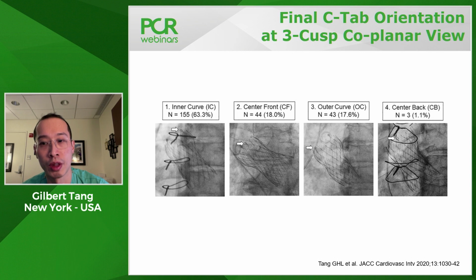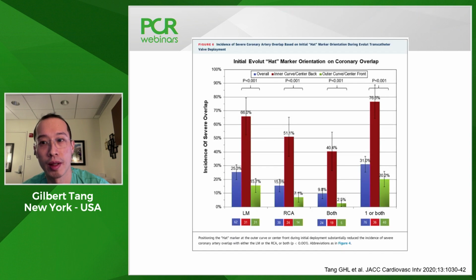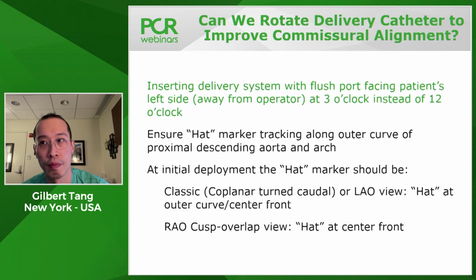And that matters because I'll show you in the next graph that if you have the head marker at the inner curve or center back, those are the red bars, you had a much higher likelihood of having a severe overlap with the left main or the right coronary, versus if your head marker is in the outer curve or facing you at the center front, the green bars, you are much less likely to have a severe overlap with one of the coronaries.